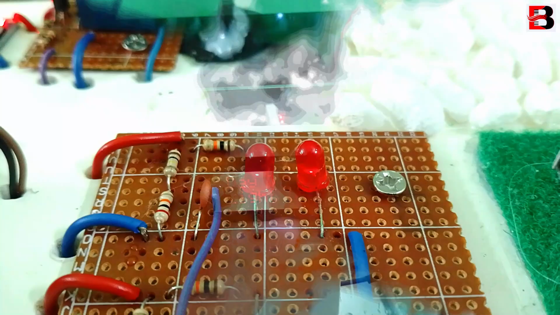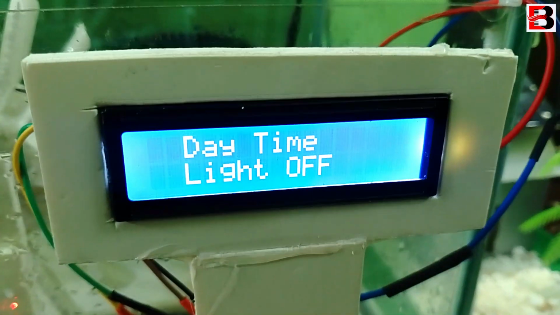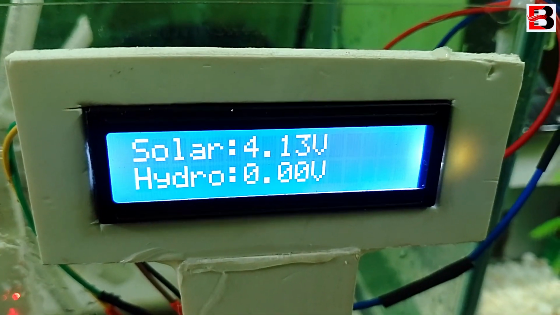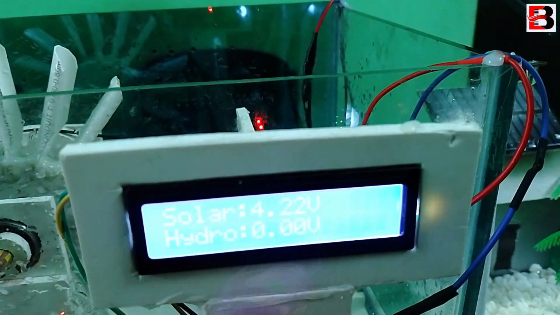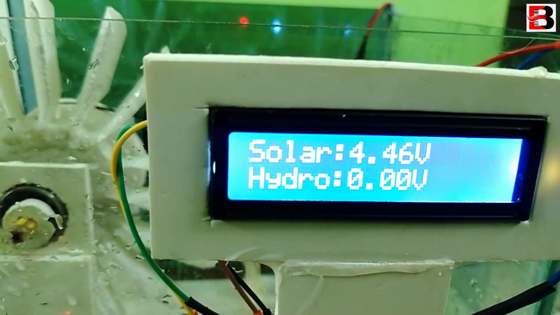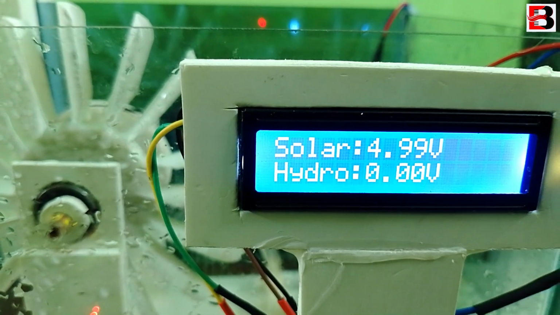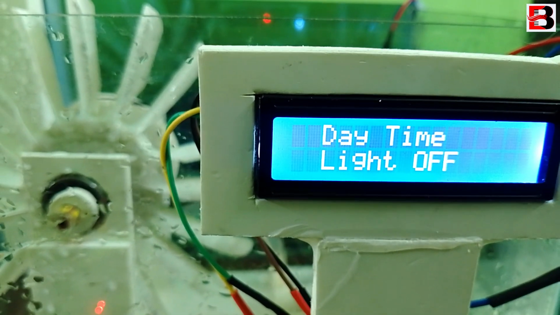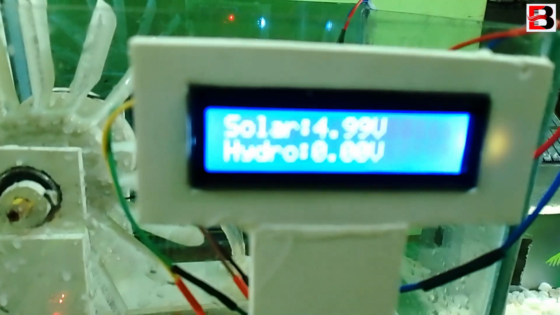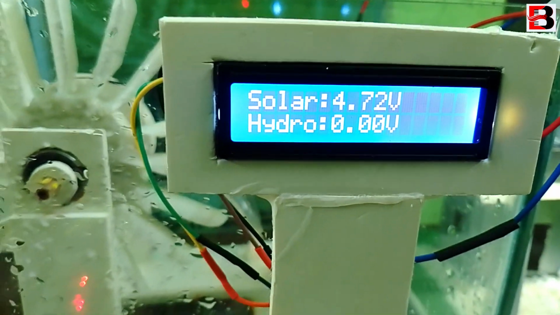Now the solar voltage is 2.87, and the indicator light is showing that. When we insert a torch light into our solar panel, at that moment our solar voltage will increase. You see here that our solar voltage is 4.22 volt now, and it will increase if you provide more light to our solar panel. So it's 4.99 volt, and if the light is removed from this solar panel, at that moment this output voltage will be reduced again.